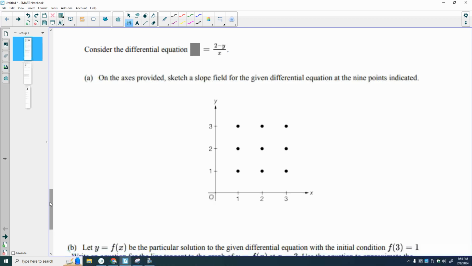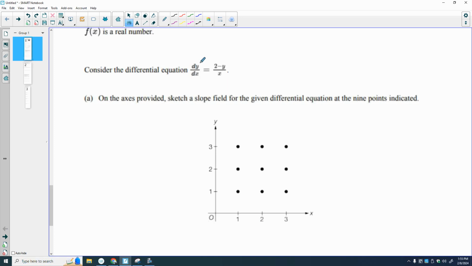On the axis provided, sketch the slope field for the differential equation for the 9 points given. There's my derivative equation. A slope field is just a little tiny line segment representing the tangent line's slope at that particular point. So I'm going to plug in 1, 1, 2, 1, 3, 1, and so on. When x is 1 and y is 1, I get 2 minus 1, which is 1, divided by 1, which is 1. There's a slope of 1 right there, so I'm just going to follow that basic slope right there.